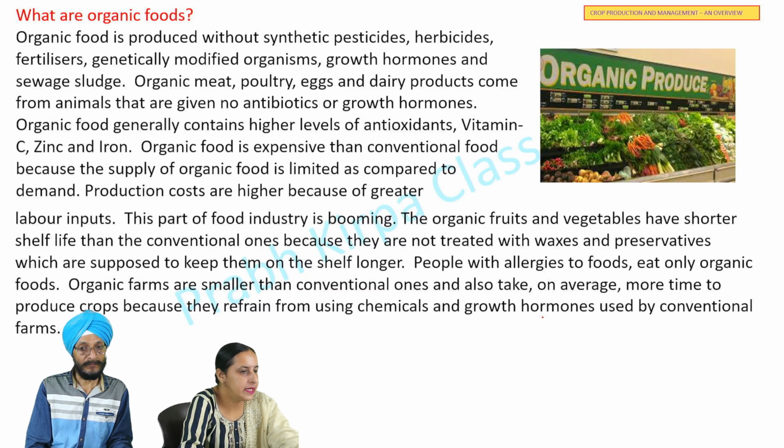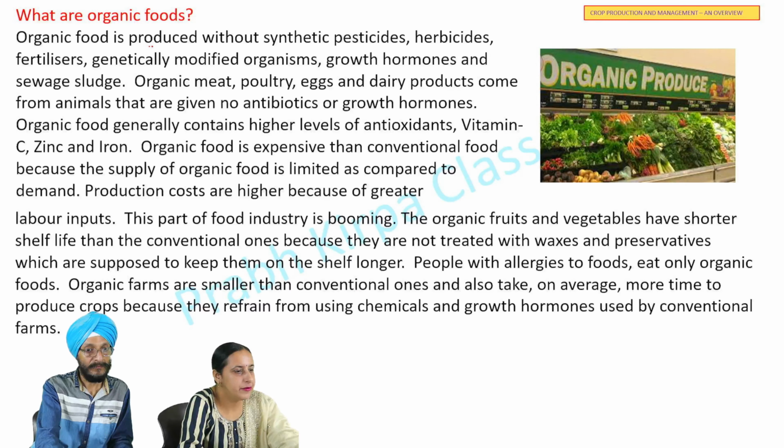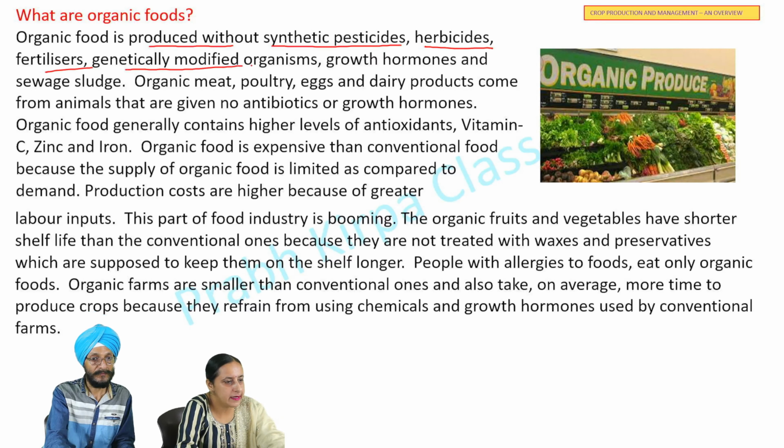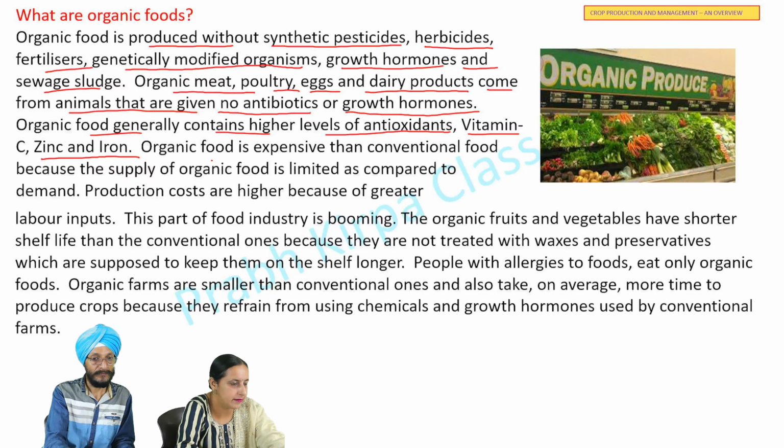What are organic foods? Organic food is produced without synthetic pesticides, herbicides, fertilizers, genetically modified organisms, growth hormones, and sewage sludge. Organic meat, poultry, eggs, and dairy products come from animals that are given no antibiotics or growth hormones. Organic food generally contains higher levels of antioxidants, vitamin C, zinc, and iron.